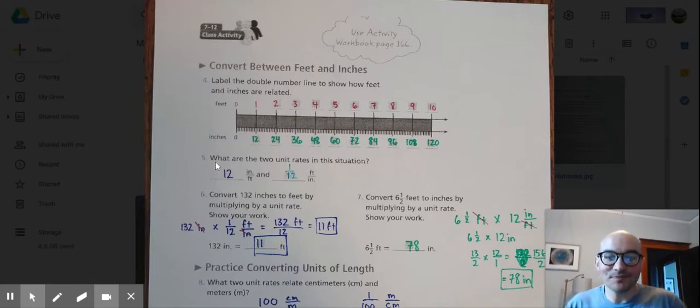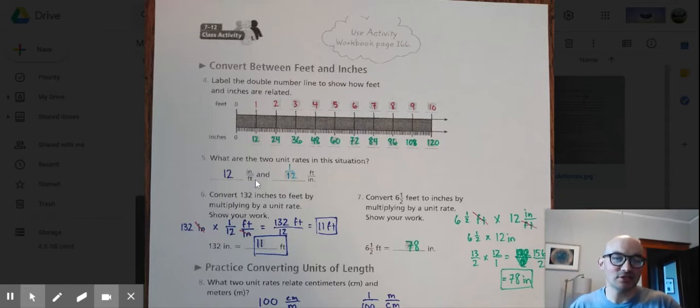All right. Number 5, what are the 2 unit rates? So your job is to fill in these unit rates here. So the way we determine this, the only thing we really need to focus on, because I know you guys know how many inches are in a foot by now, we just need to make sure that what we're writing on the line matches the units as it's given here. So inches per feet, there are 12 inches per feet.